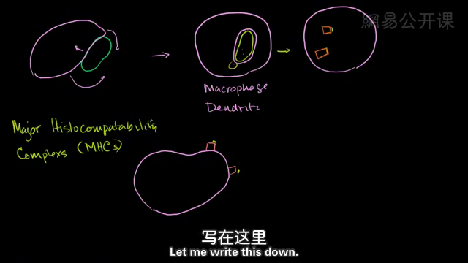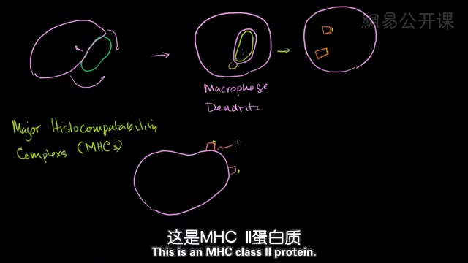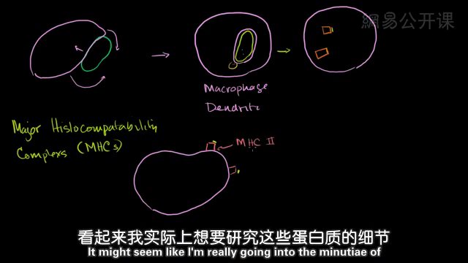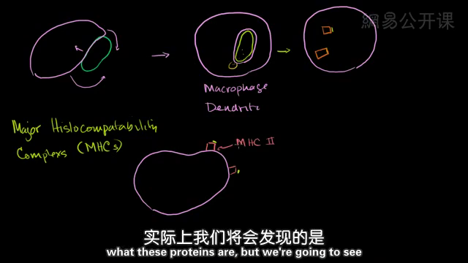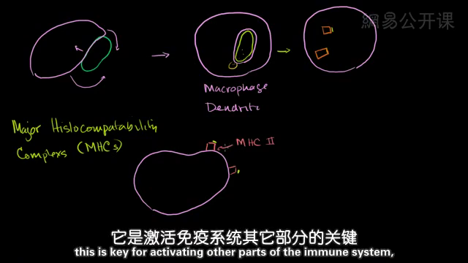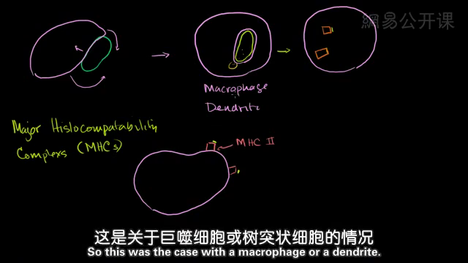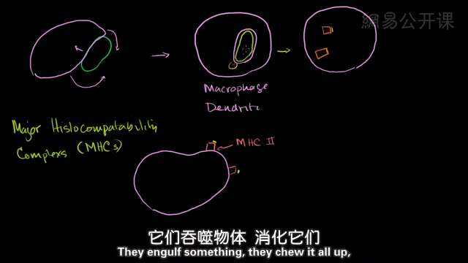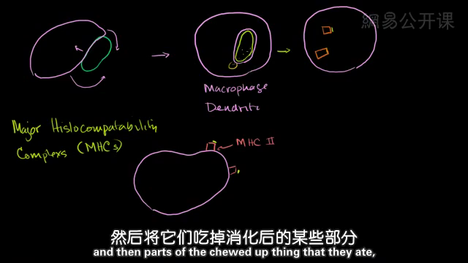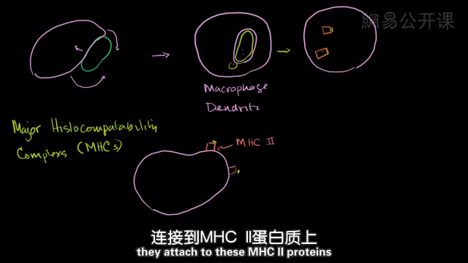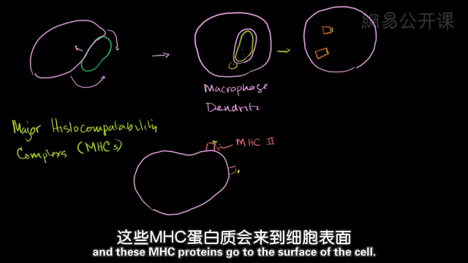So let me write this down. This is an MHC class 2 protein. It might seem like I'm really going into the minutia of what these proteins are, but we're going to see this is key for activating other parts of the immune system, especially the cell-mediated parts of the immune system. So this was the case with a macrophage or a dendritic cell. They engulf something, they chew it all up, and then the parts of the chewed up thing that they ate, they attach to these MHC2 proteins, and then these MHC proteins go to the top surface of the cell.